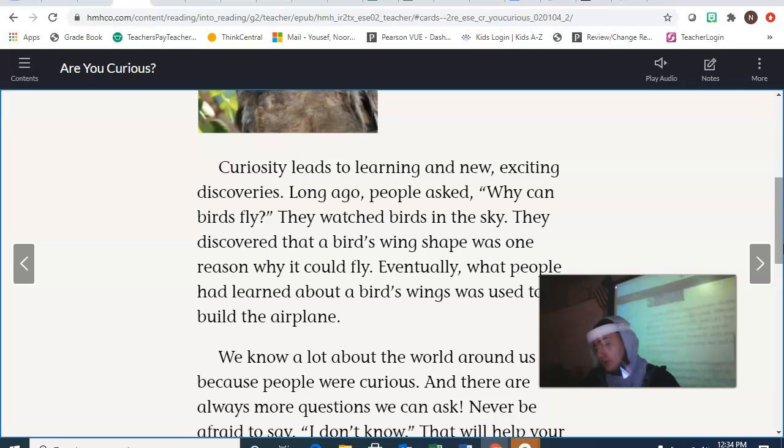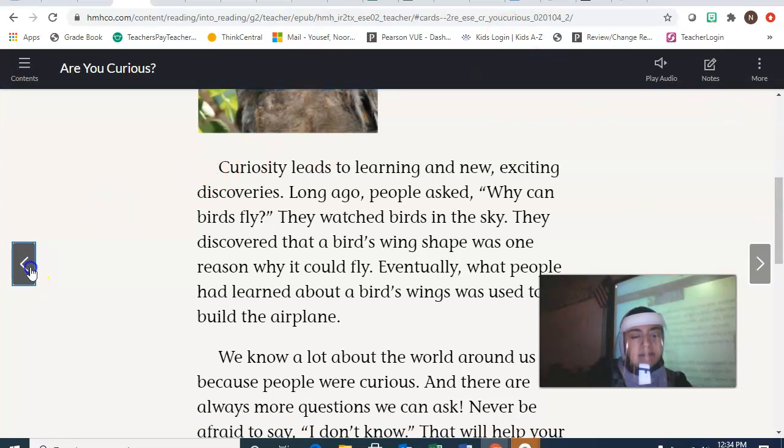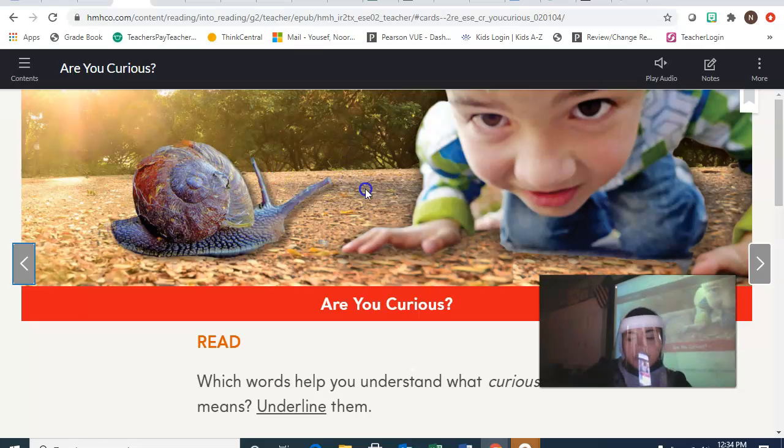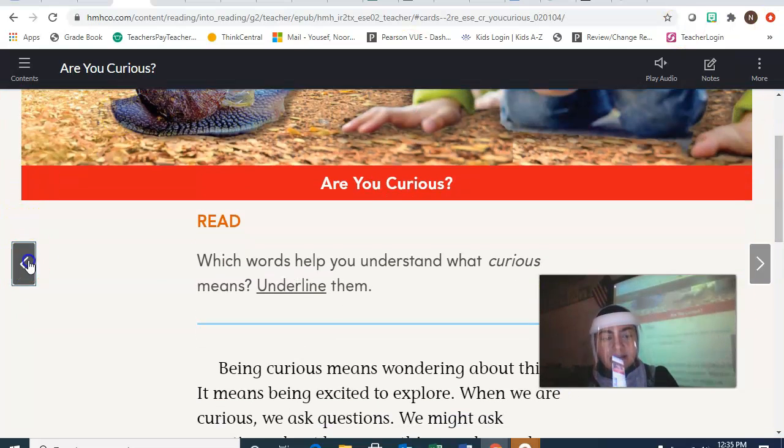Leah? Okay. Like wanting to know something. Very good. Curiosity is wanting to know something. So this is where we're supposed to be. All right. So it says we have a little boy looking at the snail.